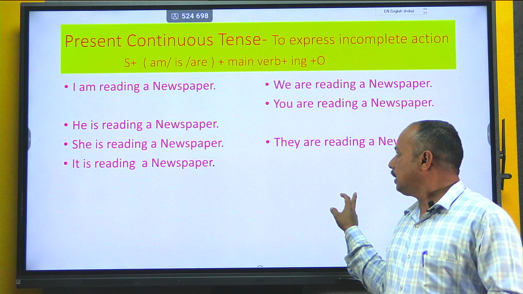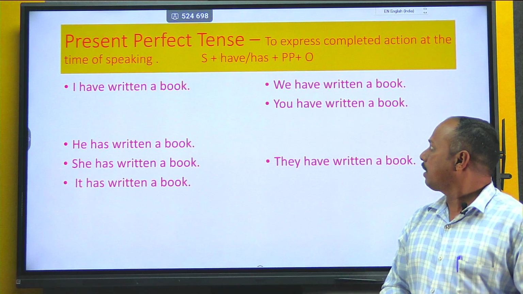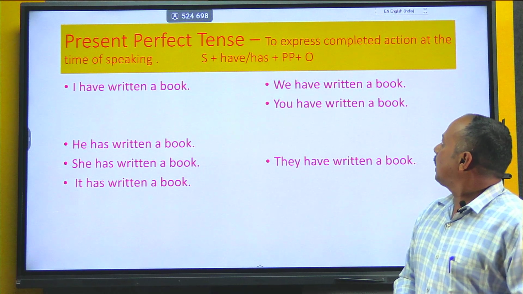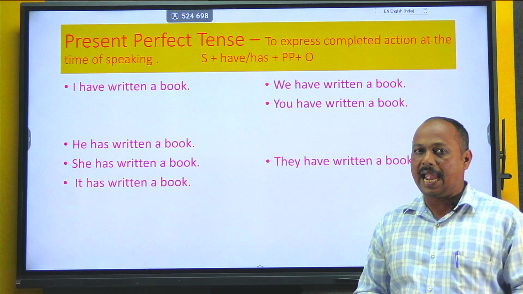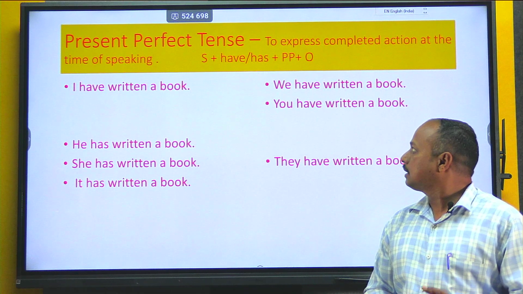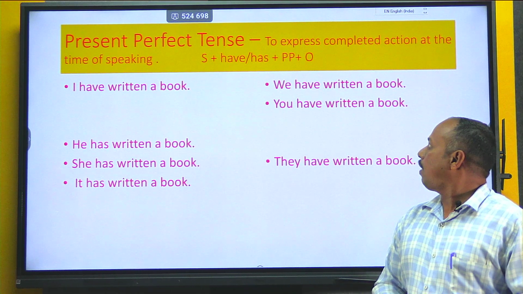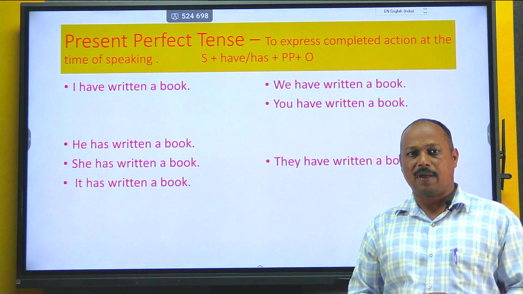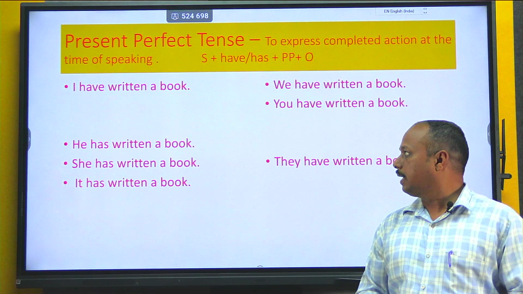The next one is present perfect tense. The present perfect tense is used to express a completed action. The structure of present perfect tense is subject plus have, has plus pp plus object. PP means past participle of the main verb.